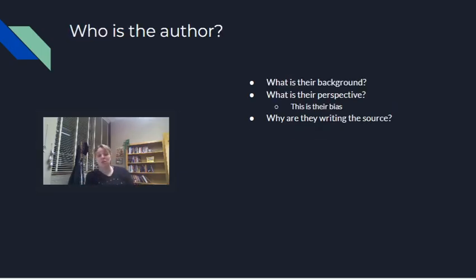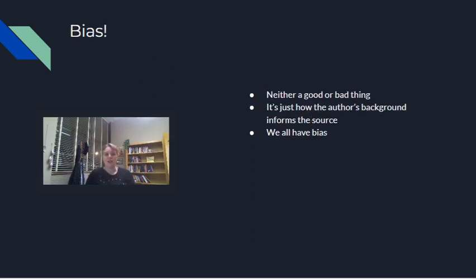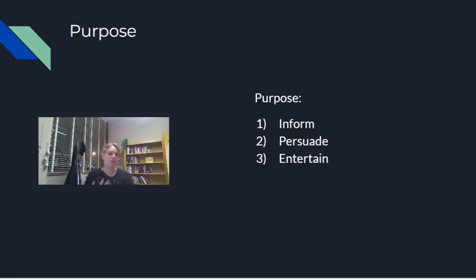So when we're looking at sources, we have to take into account the author's bias. What is their perspective? How does their background, their worldview shape the source they're writing? Moreover, why are they writing this source? What is the purpose of this source?